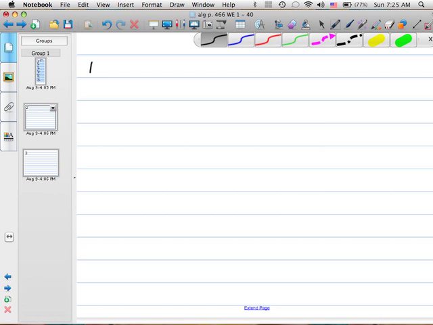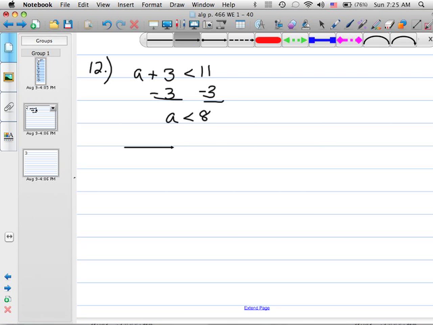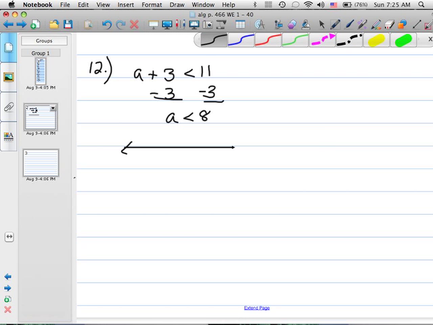Problem number 12, the directions are solve each inequality, graph the solution set if there is one. So number 12, a plus 3 is less than 11. Subtract 3 from both sides, we get a is less than 8. Graph the inequality. Put one number to the right, one to the left. It's less than, so open circle is shaded to the left. Solid arrow.